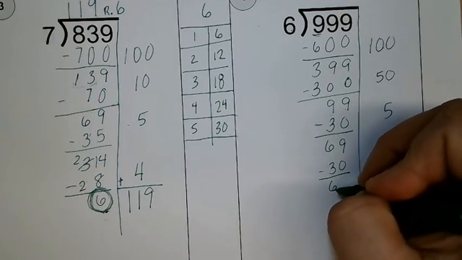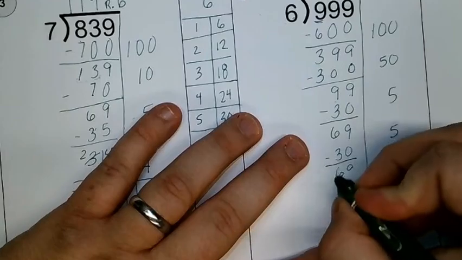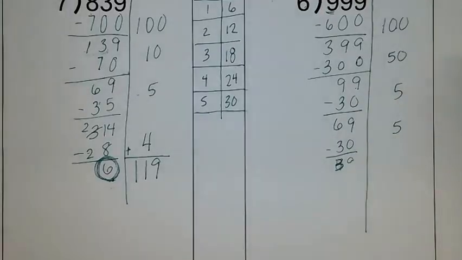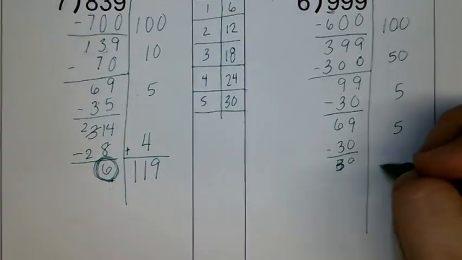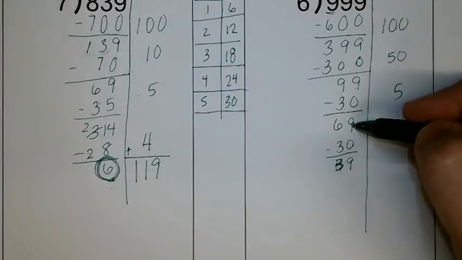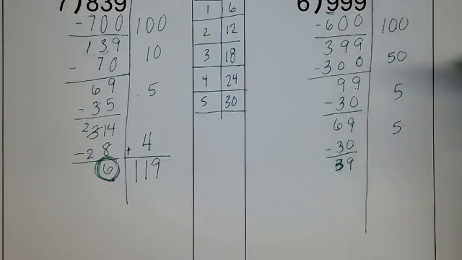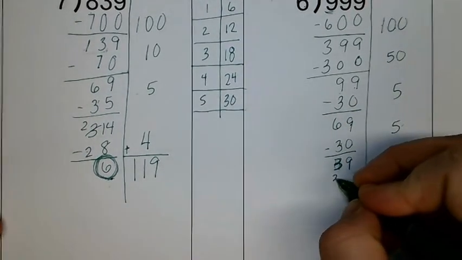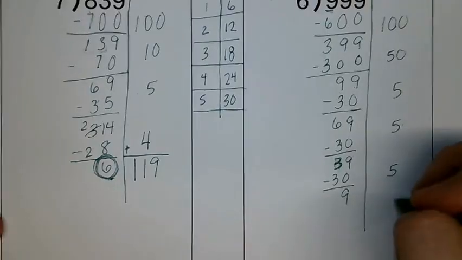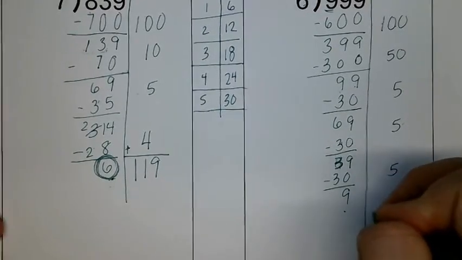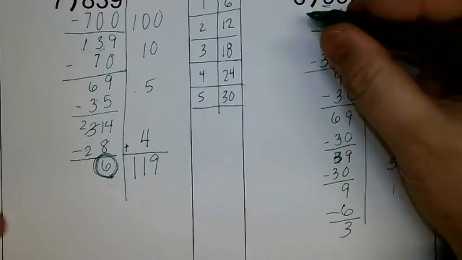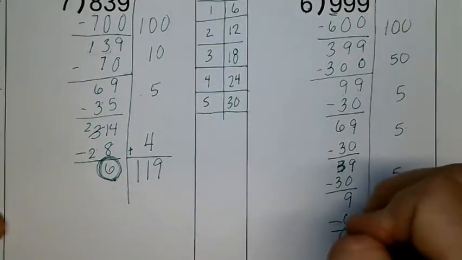Ooh, sorry. Getting ahead of myself. There's another 5. So there we go. All right. So now I have 39 left over because 6 times 5 was 30. 9 minus 0 is 9. 6 minus 3 is 3. I can do another 5 and take away another 30. There's 9 left over. Well, 6 times 1 is 6. And so I have 3 left over here, right? That's smaller than my divisor. So I'm going to circle it so I don't forget about it.